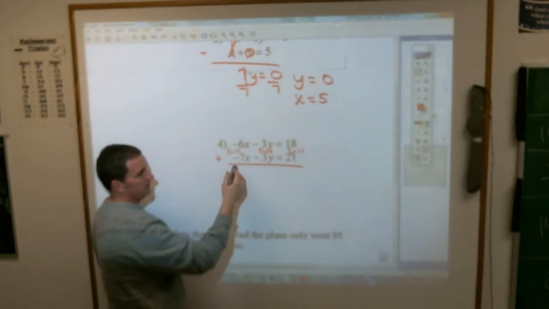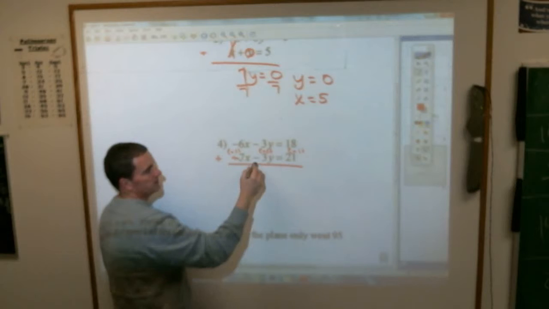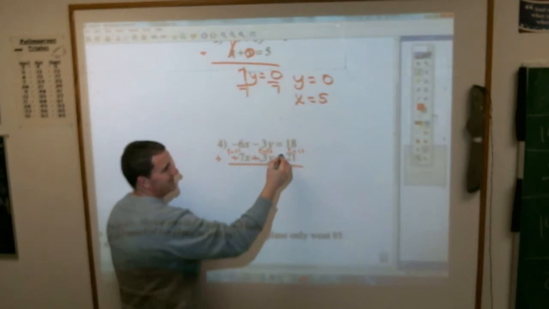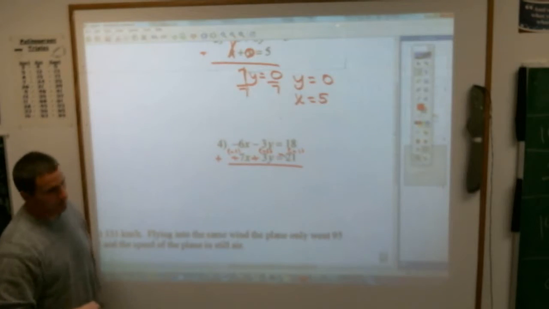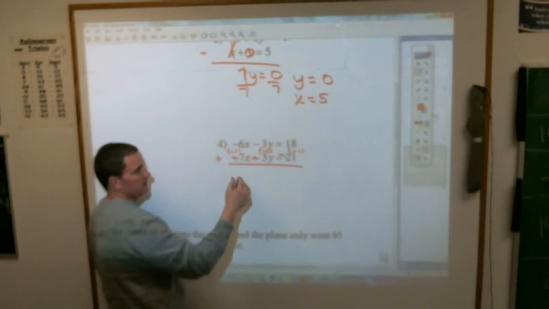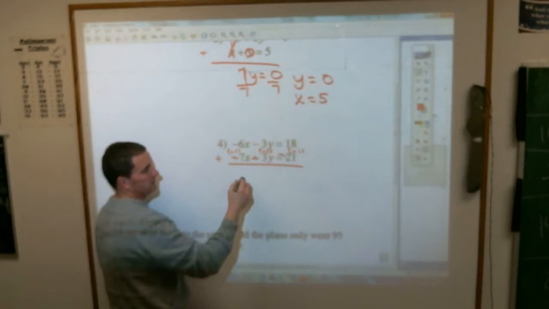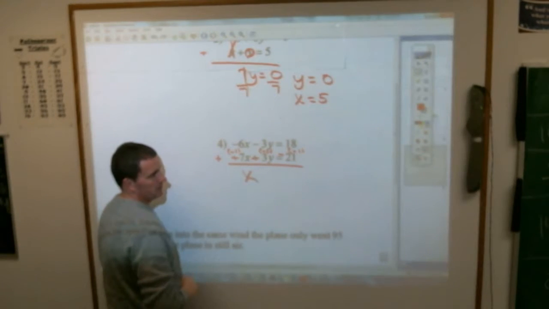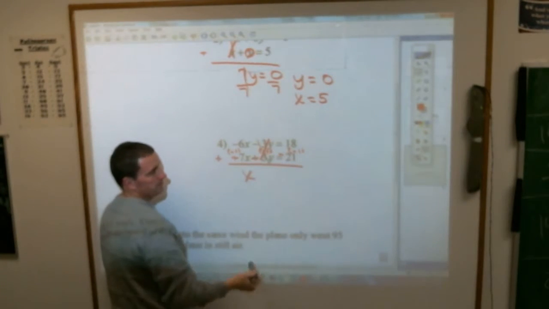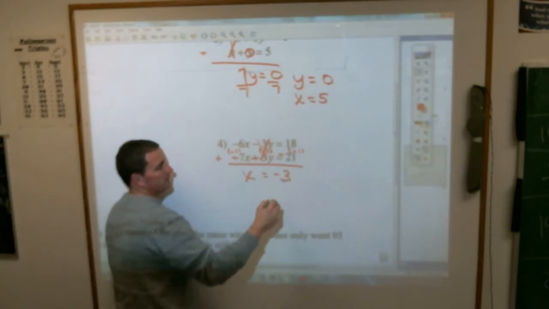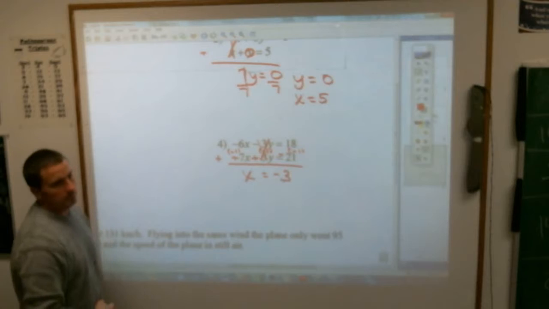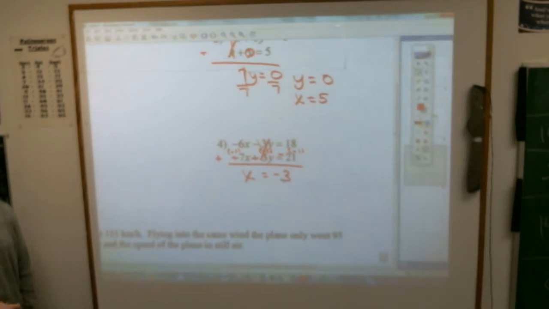Okay, which is going to make this be a positive 7x, positive 3y, negative 21. When I put these together, I end up with a positive 7 and a negative 6, so I end up with a positive x. The y's go away. Over here I have a negative 21 and a positive 18, which gives me negative 3. Shabam! X equals negative 3.